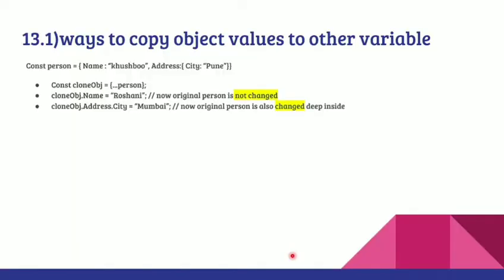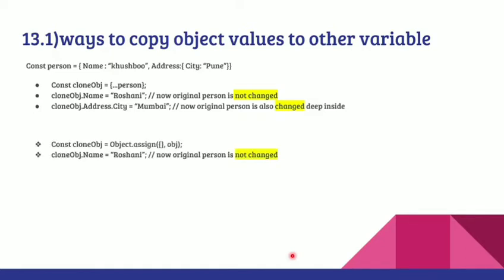Now we will try to copy the object using the Object.assign method. When we copy the value using Object.assign, it behaves exactly the same way as the spread operator. Whenever we change the value of a primitive data type inside that object, the change will not be reflected inside the original object. But whenever we change the value of a non-primitive data type inside the object, the change will be reflected in both objects. That is how the Object.assign method works. Let's see this in practice.